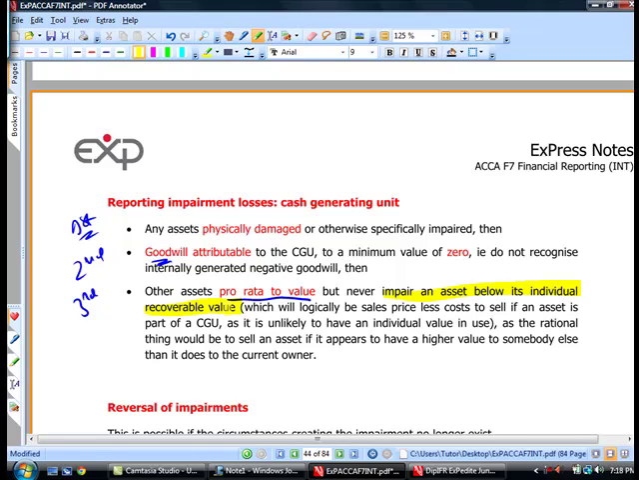So for instance, if I have a taxi company that I need to impair, and the whole company on its own is a cash generating unit, and I have the license to operate in the city and I have a buyer for that license, I cannot impair the license below what the competitor is actually willing to pay me.